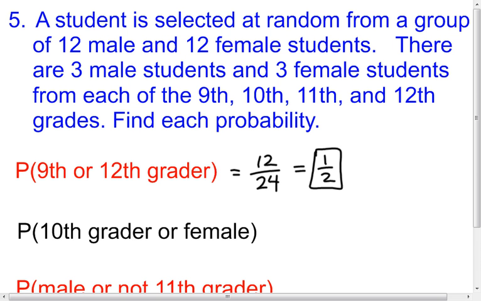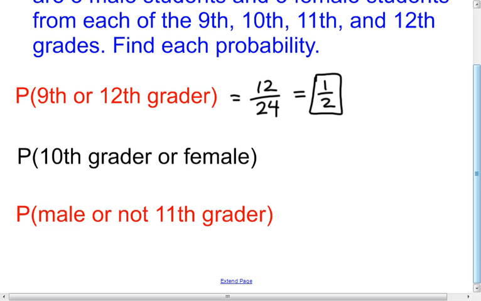Okay, a 10th grader or a female. So there are 6 10th graders, 3 males and 3 females, so there are 6 10th graders out of the 24. And there are 12 females in this bunch, so 12 out of the 24 people are females. But then you need to take out of there the 10th grade females because you've counted them in both places. Okay? So there are 3 10th grade females out of the 24, which gives you 5/8.